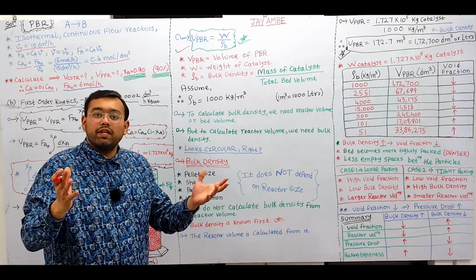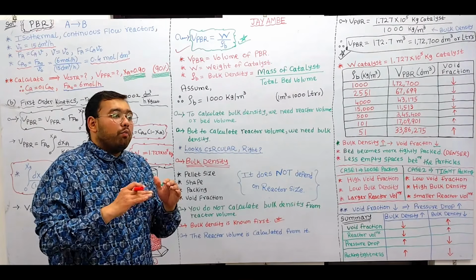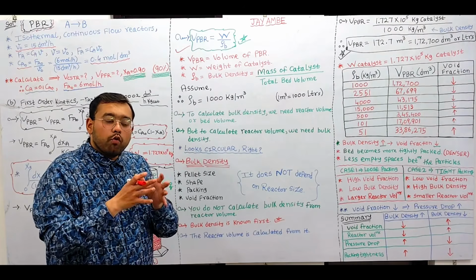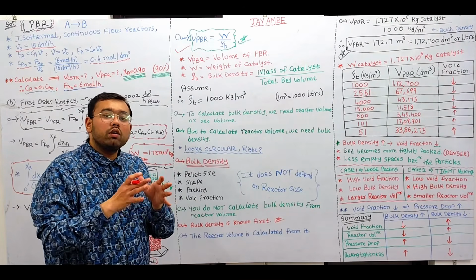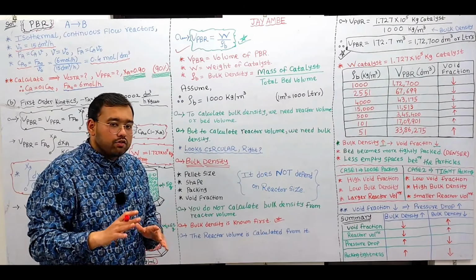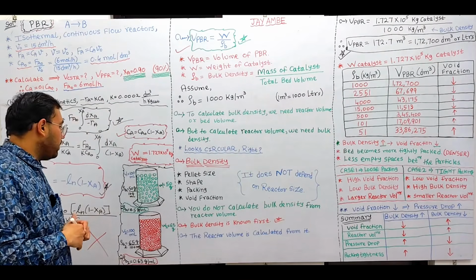What does it mean? We'll understand in a very simplified way. Bulk density means the mass of the solid catalyst filled, divided by the total volume occupied by the solid catalyst, right? So let me make you understand in a very simplified manner, right?